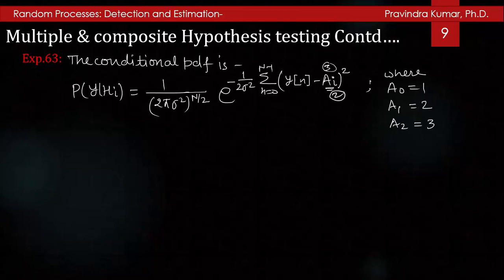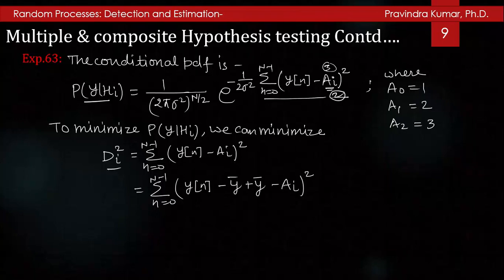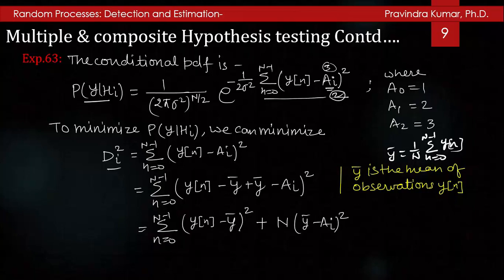So to maximize this conditional PDF, we can minimize this exponent part. Let us discuss this part. Consider di square, which is summation n from 0 to n minus 1 of (yn minus ai) whole square. I can write this as summation n from 0 to n minus 1 of (yn minus y bar plus y bar minus ai), where y bar is the mean of the observations yn, that is, y bar is 1 by n summation n from 0 to n minus 1 of yn. So you can write it as summation n from 0 to n minus 1 of (yn minus y bar) whole square plus n times (y bar minus ai) whole square.